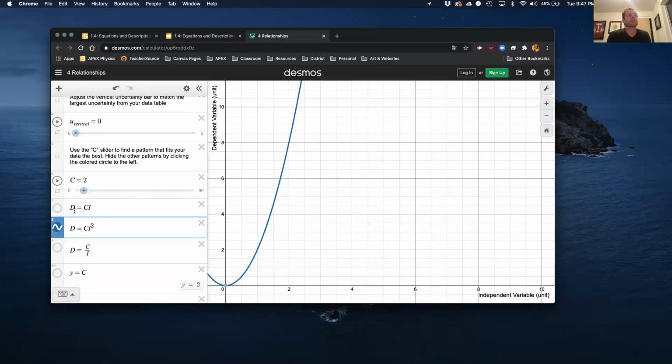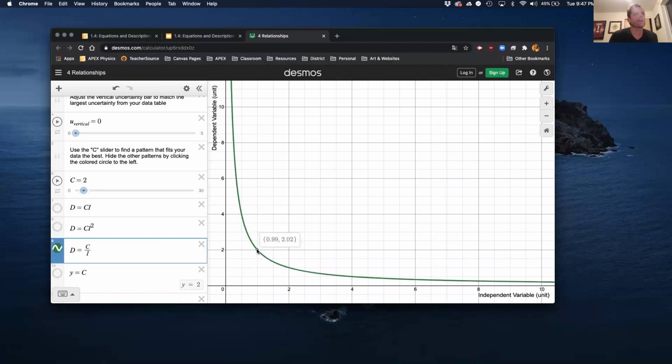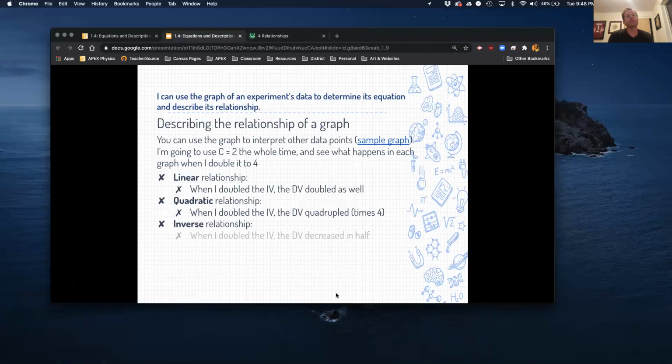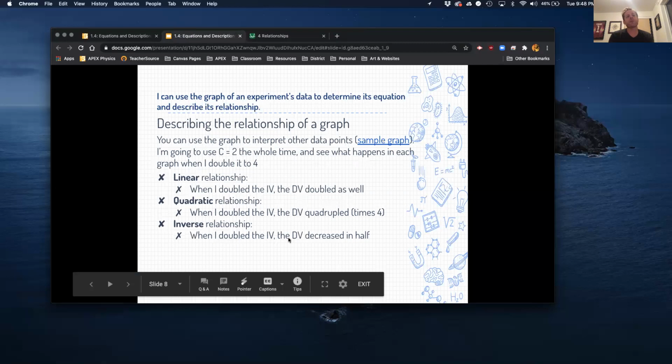Now let's look at an inverse. Inverse is this one right here. I'm going to start with this one right here. Bam. Right here is at 1. So if my independent variable is at 1, my dependent variable is at 2. But now I'm going to go to my independent variable is twice as high, but look at this. Sorry, it's 2. My dependent variable is 1, so it went down in half. Okay, so in an inverse relationship, when I double the independent variable, the dependent variable decreases in half.